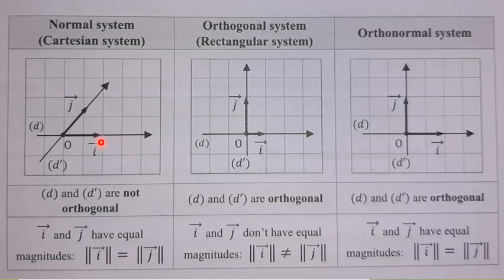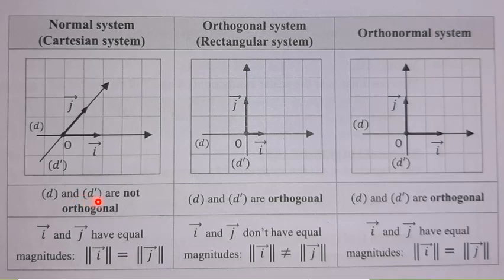Third one is orthonormal system. Ortho because D and D prime are orthogonal, and normal because the norms of the vectors are equal. So here D and D prime are orthogonal, vector I and vector J have equal magnitudes, meaning norm of I equals norm of J. If we have a system with neither orthogonal nor equal norms, it's any system.